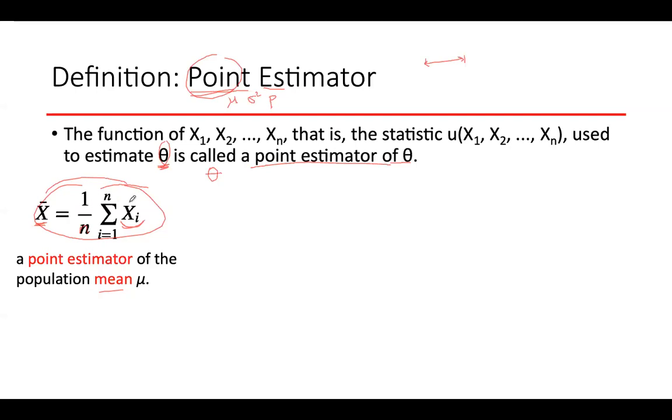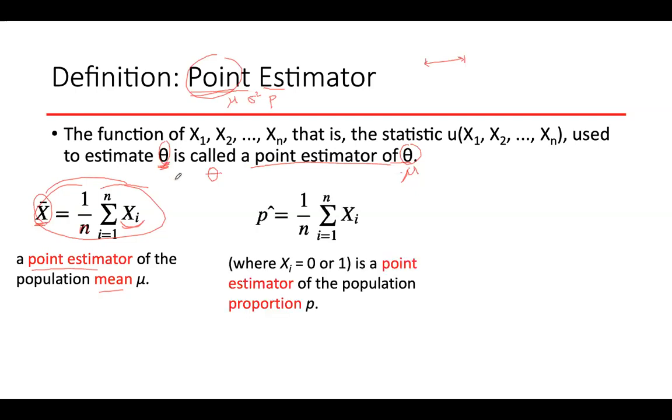What is x here? What is theta here? Theta will be mu, okay? So mu will be theta over here. What are we trying to do? We are trying to estimate the mean by using this formulation, which is called point estimator, okay? This is a formulation we use to estimate theta, okay?